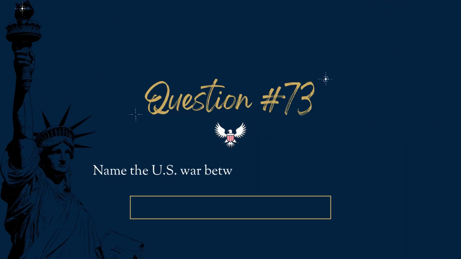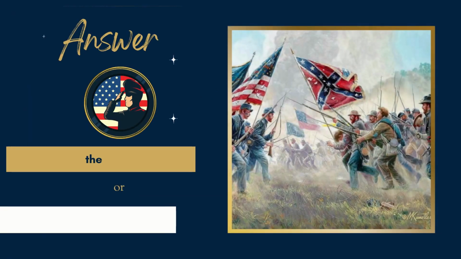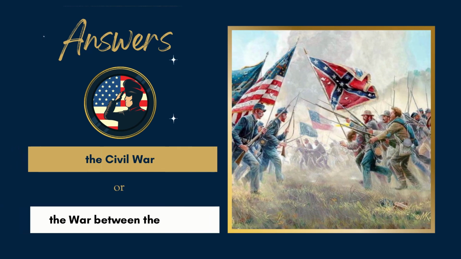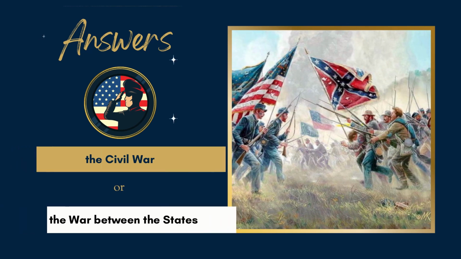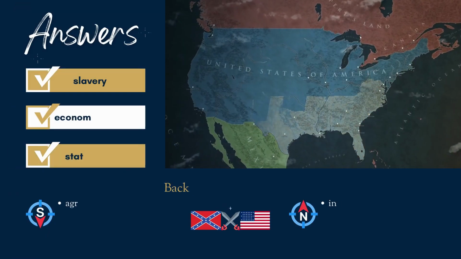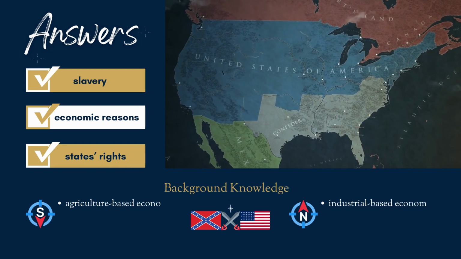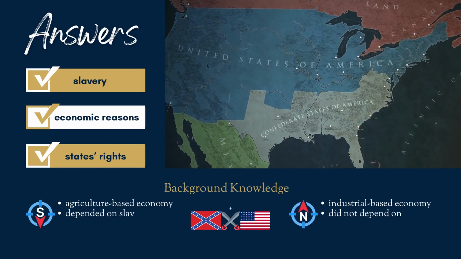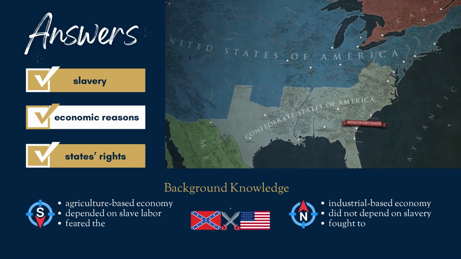Question 73. Name the U.S. war between the North and the South. Answers: The Civil War, or the war between the states. Question 74. Name one problem that led to the Civil War. Answers: Slavery, or economic reasons, or states' rights.